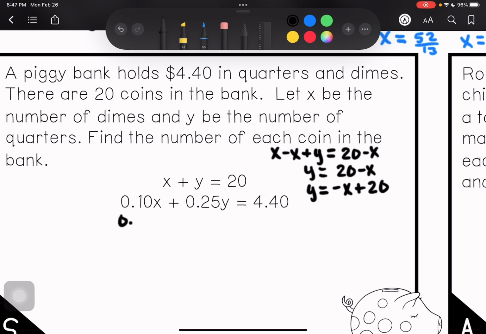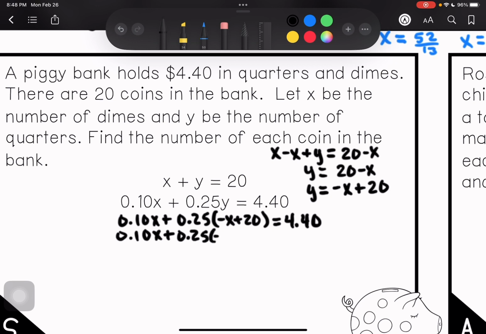So we have 10/100 X plus 25/100 Y, and my Y is -X plus 20, equals $4.40. And I'm going to distribute that 25/100. So when I do that, that gives me 25/100 times -X plus 25/100 times 20. And that equals $4.40. Now I'm going to simplify from left to right.